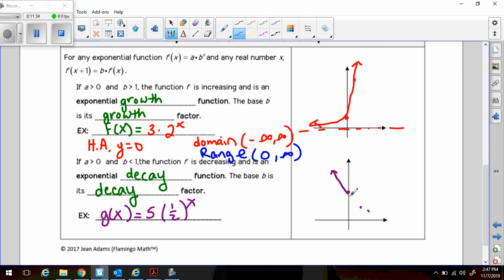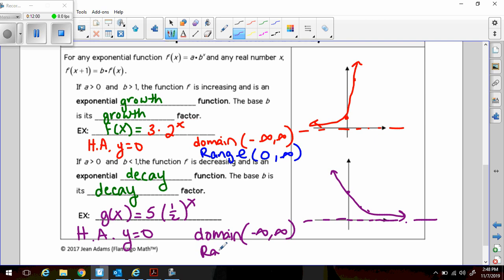It's not going to go below the x-axis unless we have a number out here, like -3 or something like that. It's going to have the same horizontal asymptote usually right here on the x-axis, which is y equals 0. My domain should be the same, negative infinity to infinity. My range should also be the same. It still goes from 0 all the way up. It just goes up the other way. So 0 to infinity.